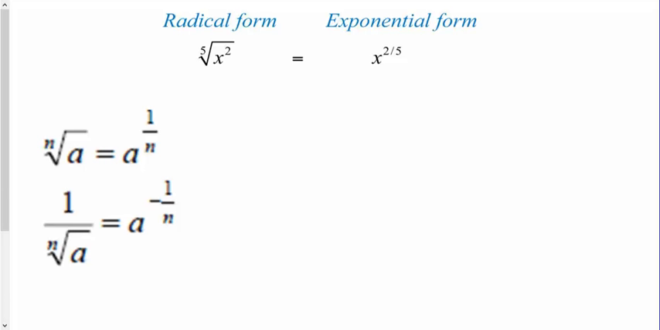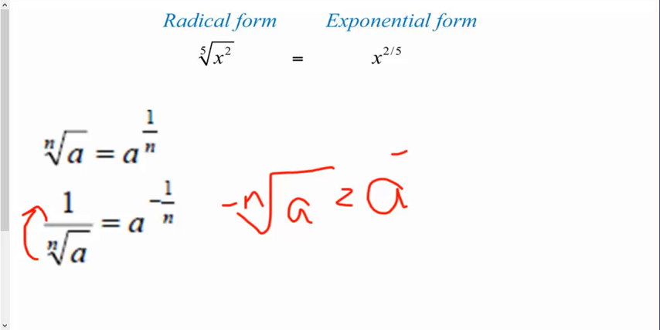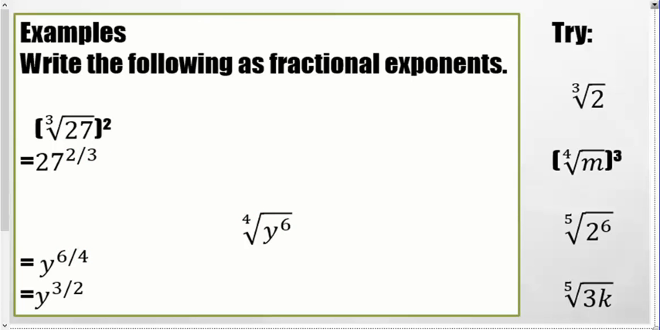If it were in the denominator, because it's a negative exponent there, right, we would be able to rewrite this by bringing it up top as a negative root of a. Then we're going to call that a to the negative 1/n. And that's what we're going to do today. We're going to be dealing with these in terms of trying to get it from a radical to an exponential form. So let's look at an example. Write the following as a fractional exponent.